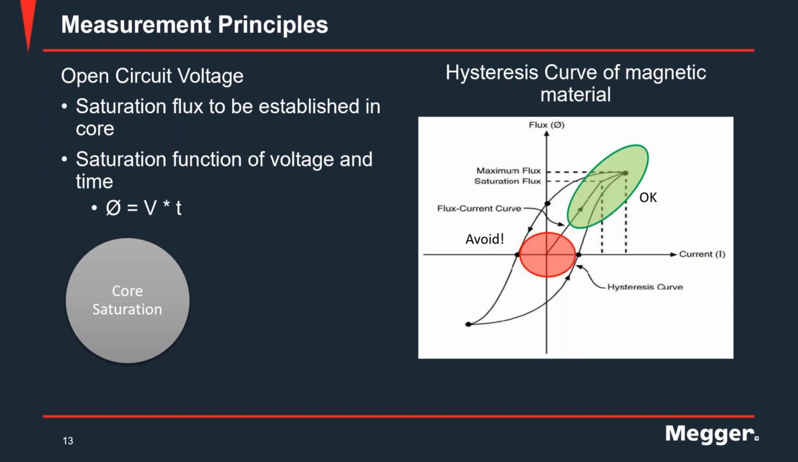And on the right hand side of your screen, I've shared a graph of the hysteresis curve of a magnetic material that can be found in transformer applications. As best practice, it is recommended that you should be in the maximum or saturation flux region such that you get a uniform and repeatable measurement. If you find yourself in the near zero region of this hysteresis curve, you are going to get an inconsistent and inaccurate winding resistance measurement.